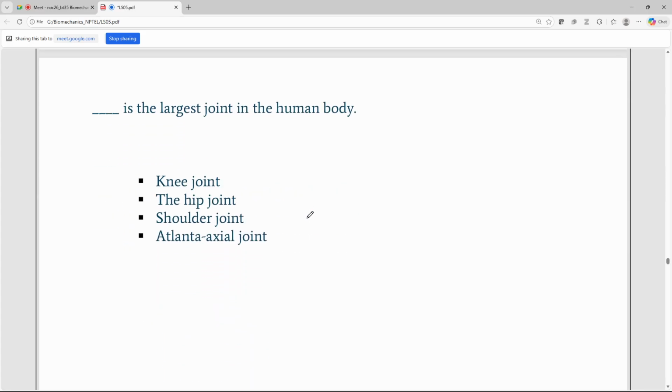Next, dash is the largest joint in the human body. Simple question. Which one of the following is the largest joint in the human body? Options are first one, knee joint, second one, hip joint, third one, shoulder joint, fourth one, atlanto-axial joint. Answer the question.